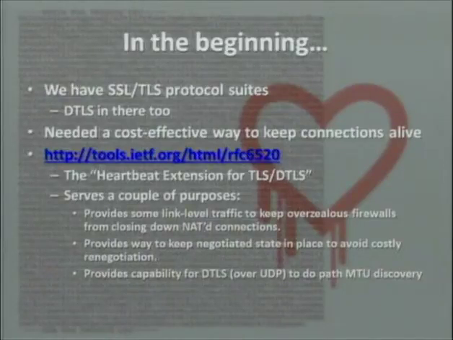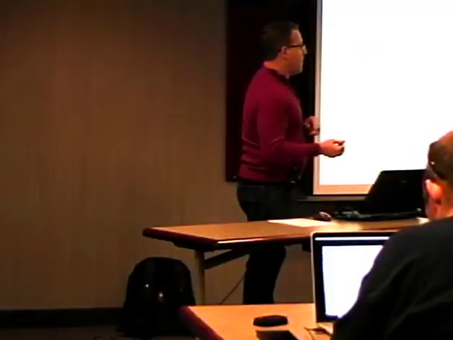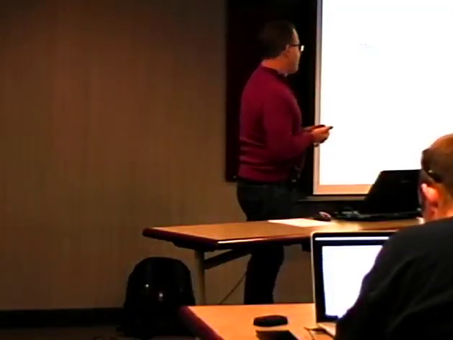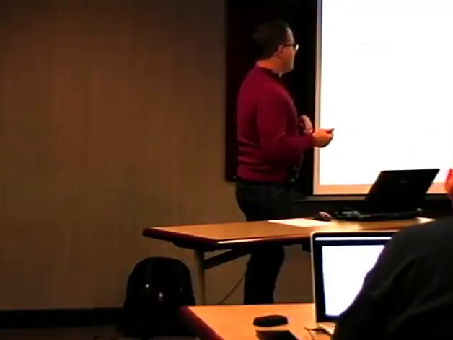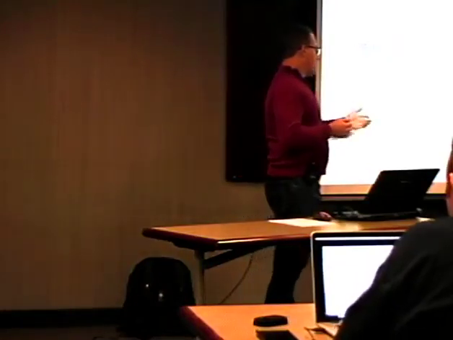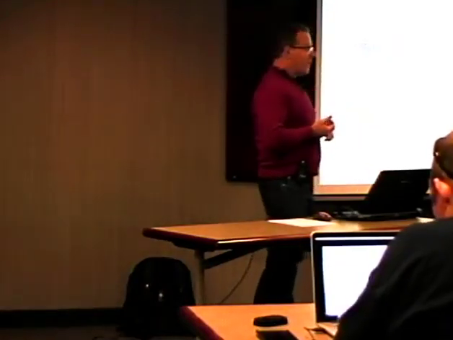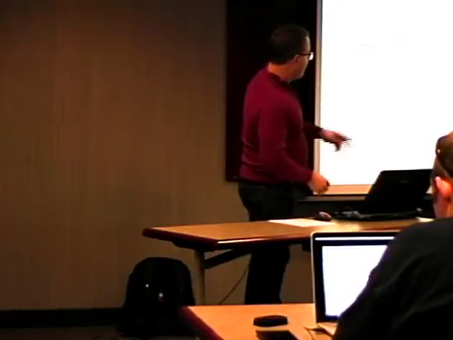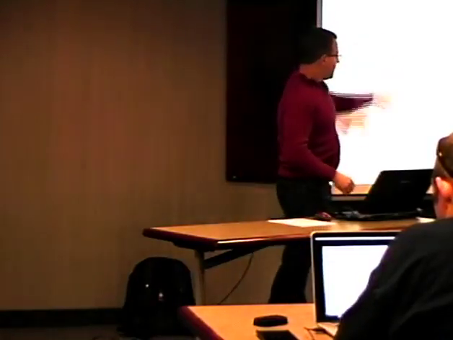So some of the things that it does: the Keep Alive provides link level traffic to keep your NATs open through your firewalls and other devices. Like I said, it keeps the negotiated state in place. And it provides a capability for that little known DTLS to do path MTU discovery.